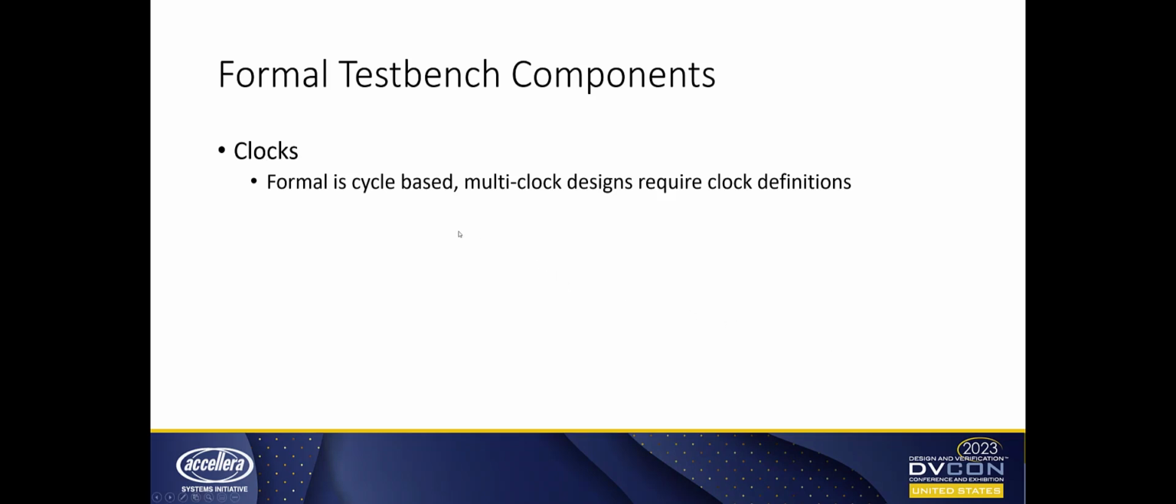The first one is clocks. Formal is a cycle-based technology, so there's no concept of nanosecond or picosecond. If you have a single clock design, there's not really anything you need to do. Formal will analyze the design based on every active edge of the clock, so every rising edge, for example. If you have a multi-clock design, typically you'll want to define what the frequencies are of the clocks, and then based on the active edges of those clocks, formal will do its analysis. So defining the clocks can be extremely important in your formal setup.